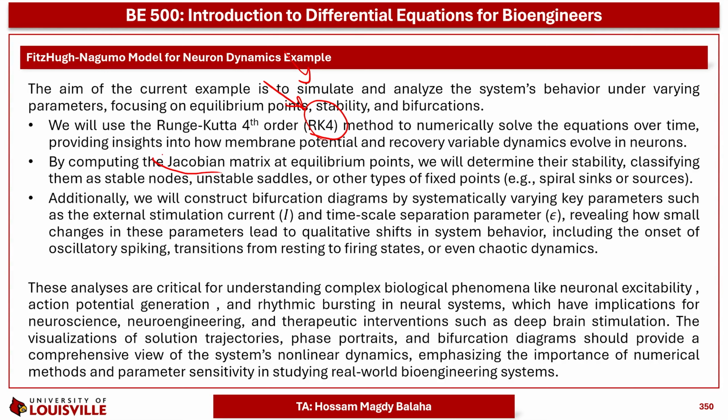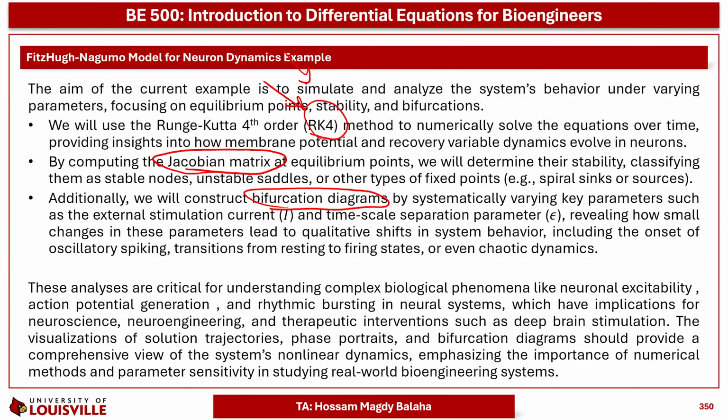Also, we will calculate the Jacobian matrix at equilibrium points. Using that, we will determine their stability, classifying them as stable nodes, unstable saddles, or other types of fixed points, such as spiral sinks or sources. Also, we will construct the bifurcation diagrams by varying the external stimulation or any other variable to understand how small changes in these parameters lead to qualitative shifts in the system behavior.